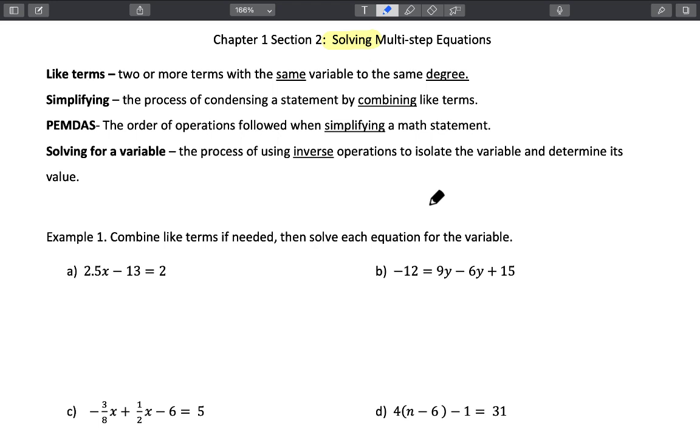Welcome to Chapter 1, Section 2. Today we're going to be talking about solving multiple step equations, with the keyword of solving.